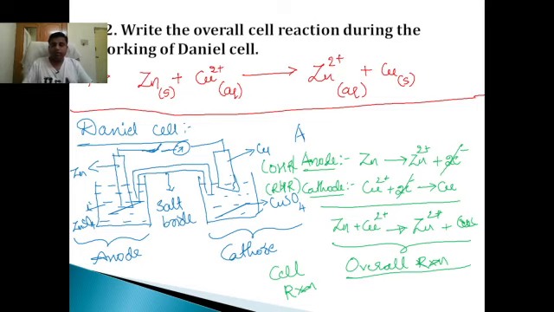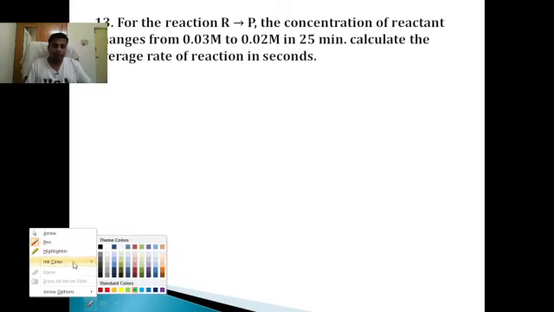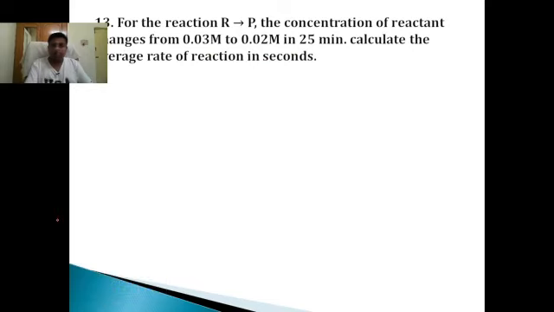That is what we have learned, we have written it here. Okay, can we go for the next one? The next question is the 13th question. It's a problem from chemical kinetics and it is for 2 marks. For the reaction R gives rise to P, the concentration of the reactant changes from 0.03 molar to 0.02 molar in 25 minutes. Calculate the average rate of reaction in seconds. For this reaction, you have to calculate the average rate.